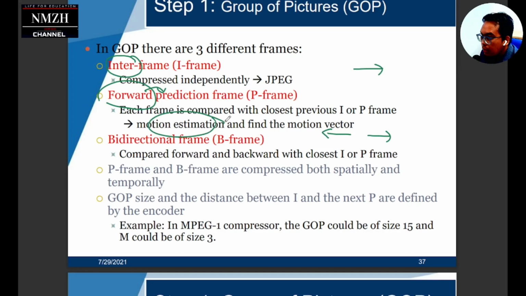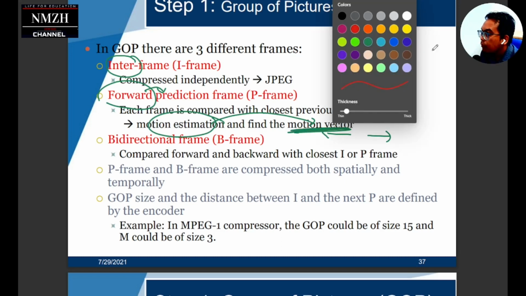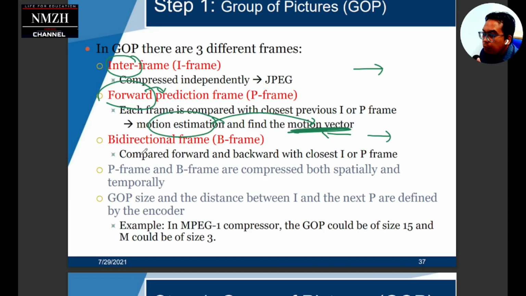So in order to find the motion vector in the P frame, basically the motion vector is used. Right, okay, I'll change to the red one. Bidirectional means we do have 2 directions, back and forward. So finding the closest I and P. So both P and B are compressed both spatially and temporally.